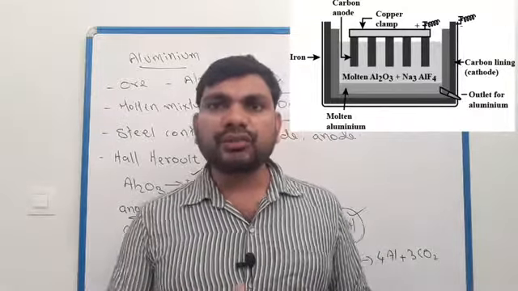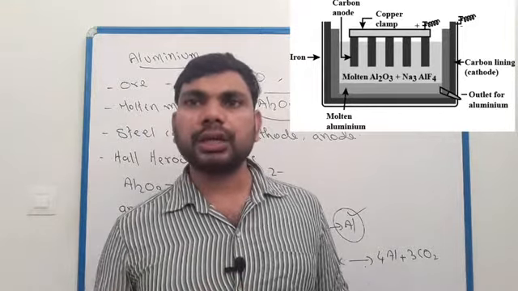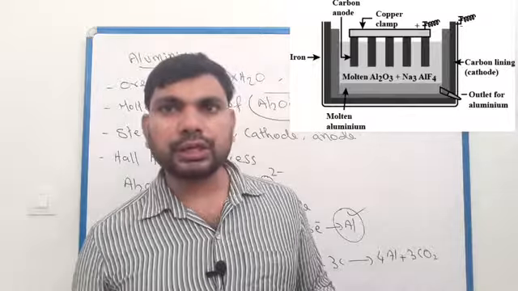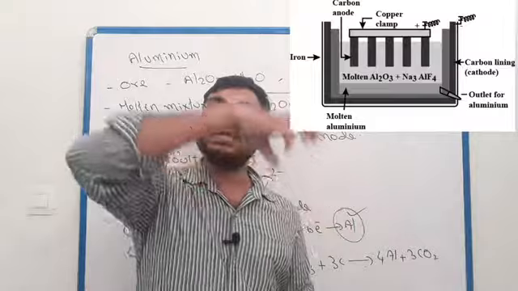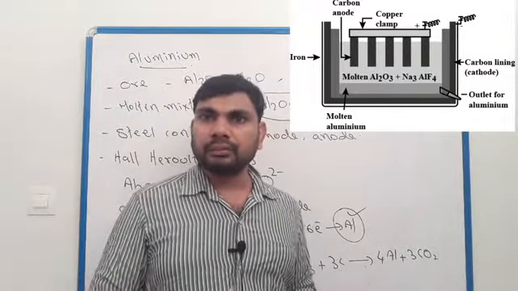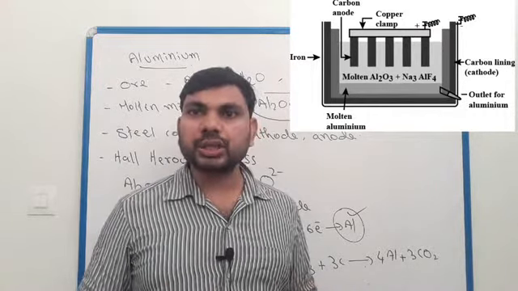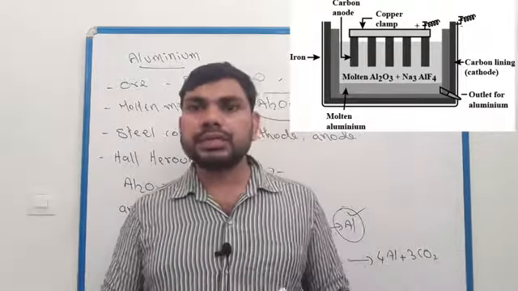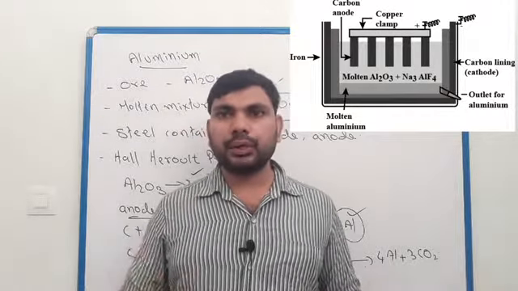Formation of carbon monoxide and carbon dioxide is a highly exothermic reaction, and there is a possibility of explosion during this process. That's why the carbon anode is taken out from the container frequently. Clear? These are the things you have to understand about extraction of aluminium. These are the things we had to discuss in this video. The rest of the part we will discuss in the next video.